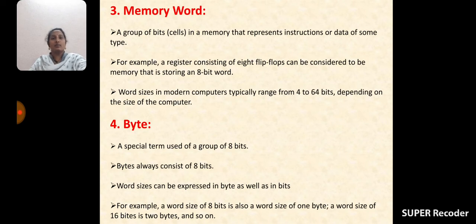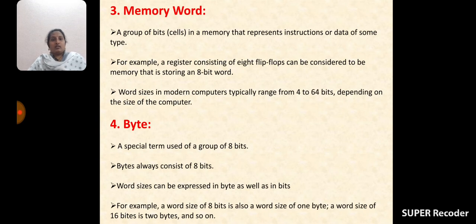And what is meant by memory word? A group of bits in memory that represents an instruction or data of some type is called a word. If it is a single bit, it is not called a word. If a group of bits are there to give some information, whether it may be the instruction or the data, if a group of bits are there in a location, then that is called memory word. For example, if a register consists of 8 flip-flops and we want to store 8 bits in that memory, then that is called 8-bit word.